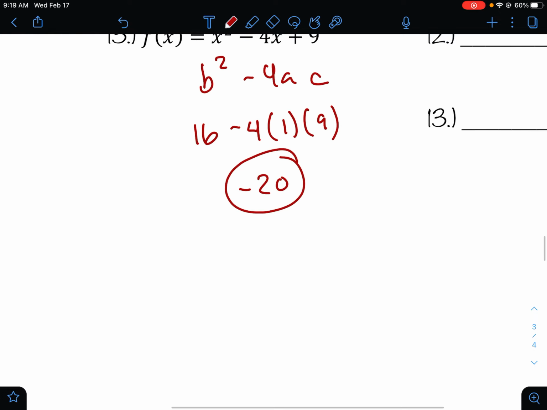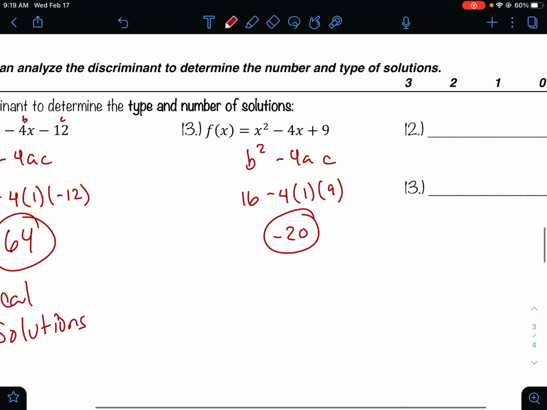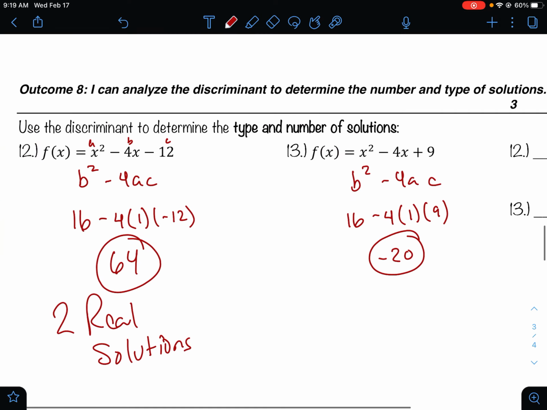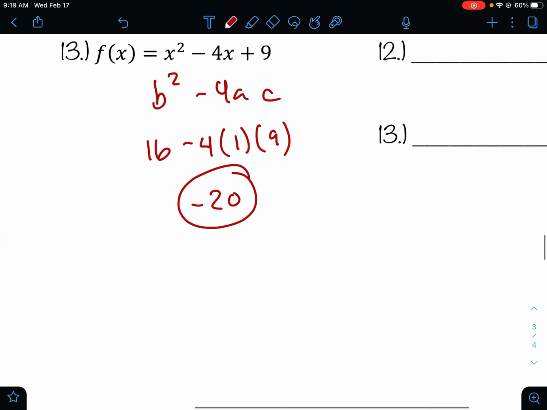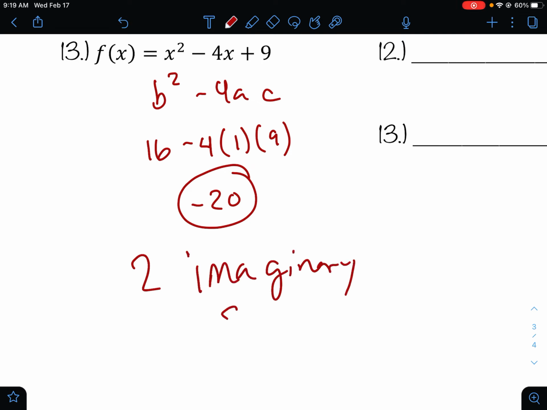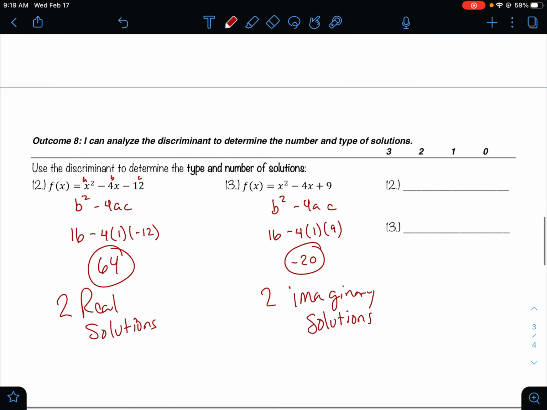Negative 20 is my discriminant because it does say to use the discriminant to determine the number and type of solutions, which means I'm going to have 2 imaginary solutions because it's negative. And that is your review.